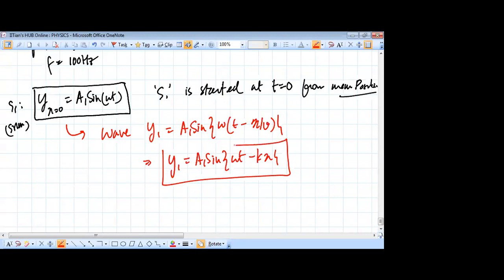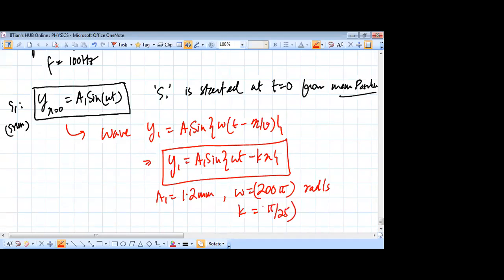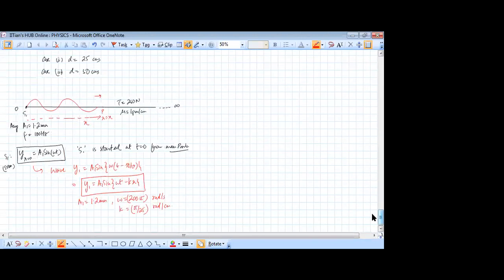Now we know all the terms. E1 is 1.2 millimeters, omega is 200 pi radians per second, and k was pi by 25 radians per centimeter. All this information is known to us. So this is my y1 equation. From the fundamental derivational, or conceptual, method of source S1 oscillating with angular frequency omega and amplitude A1, at a distance x from the source the wave equation is like this.